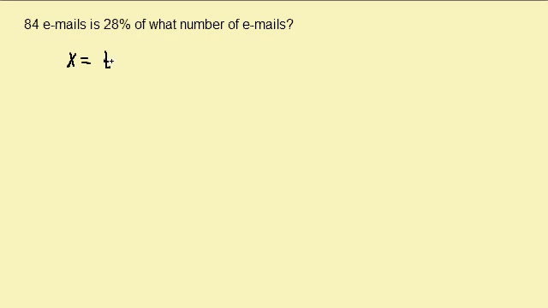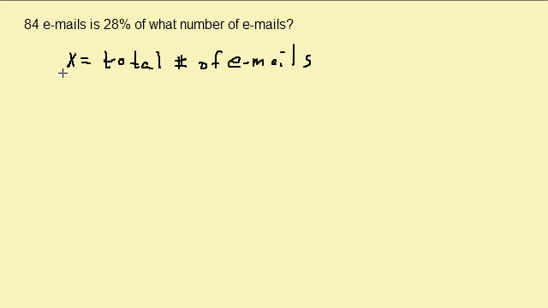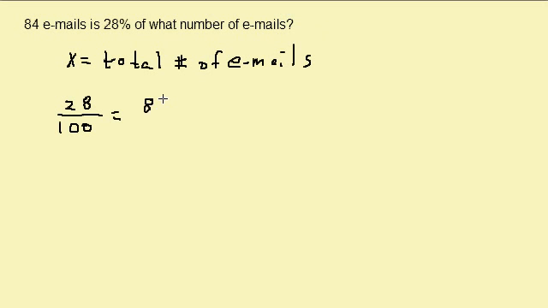So x is going to be the total number of emails. So let's set up our proportion. So we have percent over 100. So 28 over 100 is equal to the part over the whole. So that's going to be 84 over the whole, which is x.